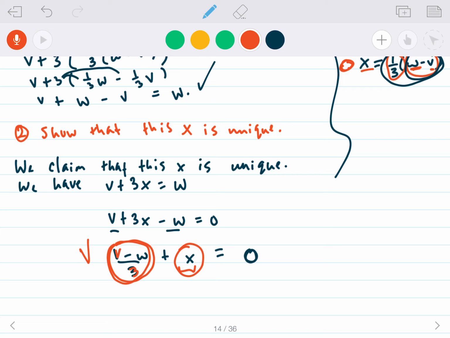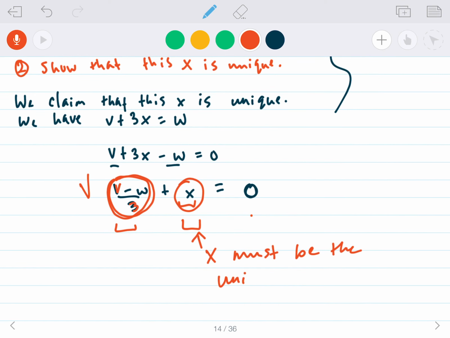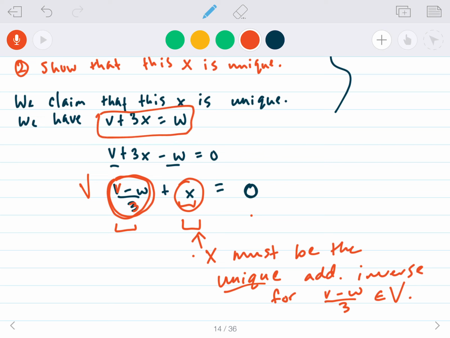We prove that additive inverses for any vectors are unique because this equation, v minus w over 3 plus x, is equal to 0. So x must be the unique additive inverse for v minus w over 3, and we already argued why that was in capital V. All right, so we've shown that x exists such that this equation holds true, and we've also shown that x must be unique.